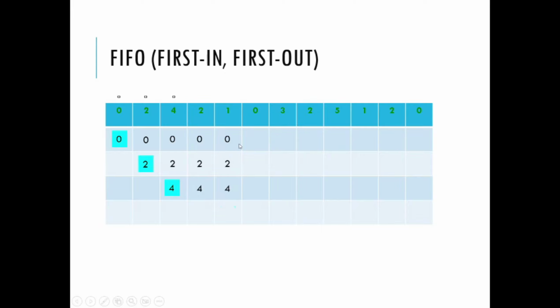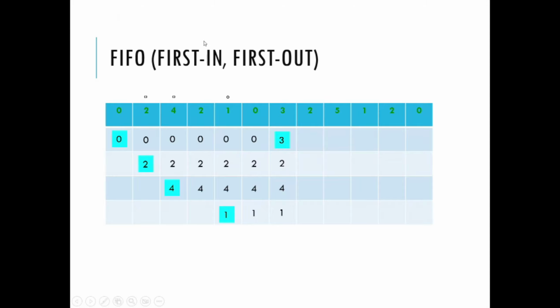And next is 1. 1 isn't in the table, so 1 will be the fourth victim. So next one is 0. 0 is already in the table, so no one will be the victim. And next one is 3. 3 is not included in the table, so we will choose the first, which is 0. So 0 will be the victim and turn to 3. And the plot will also move to the 3.